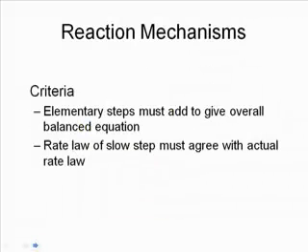Okay, in looking at mechanisms, there are two criteria that have to be met in order for it to be considered a valid mechanism for that reaction. One we looked at just a minute ago is that the elementary steps have to add to give the overall balanced equation. The second one we're going to look at now is that the rate law of the slow step has to agree with the actual rate law. Remember we said for elementary steps, we can write their rate law from the equation itself. So when we do that for the slow step in the mechanism, we should get the rate law for the overall reaction, which is, again, determined experimentally.